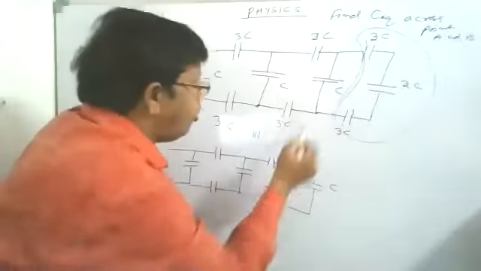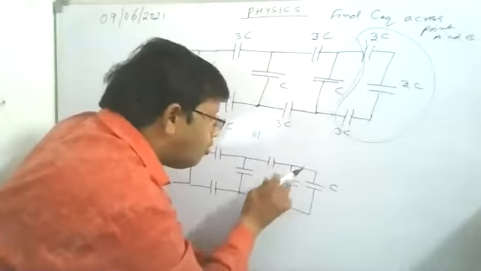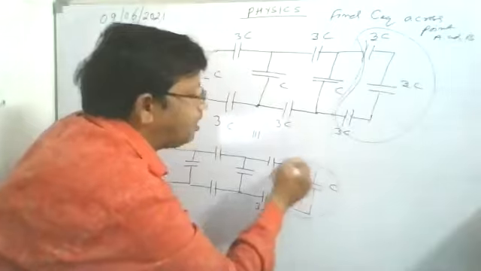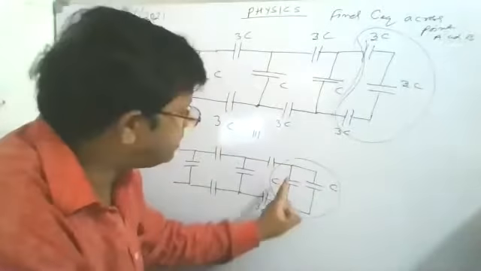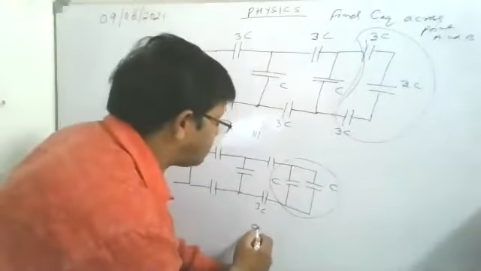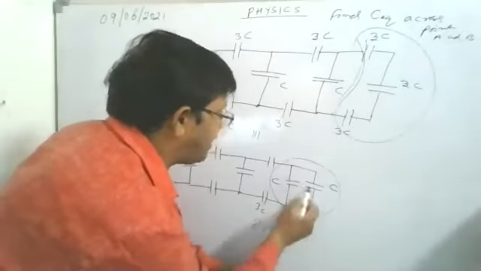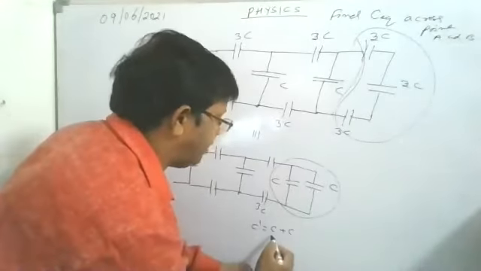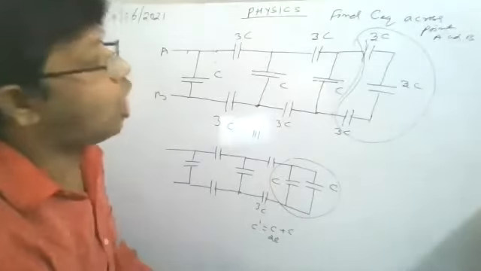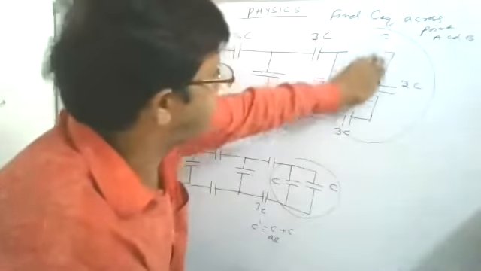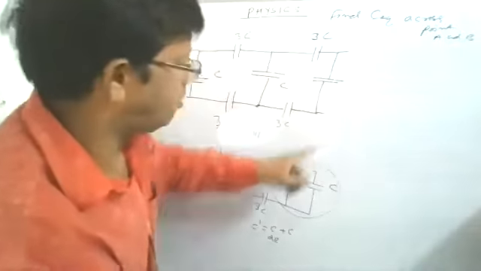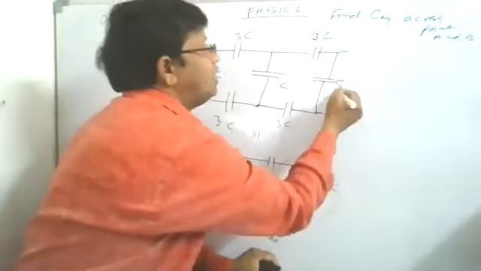Now you see here. This is C, this is C. How are they connected, beta, tell me. C and C, these two are in parallel. For parallel combination, C dash is equal to C plus C, so it will be 2C. Now in the next step, you will solve like this. The equivalent of these two is 2C.